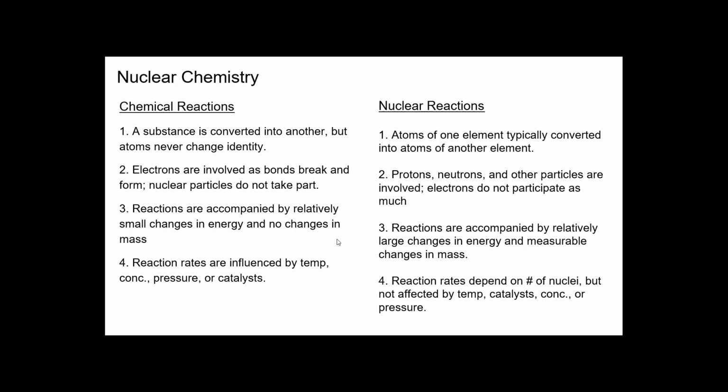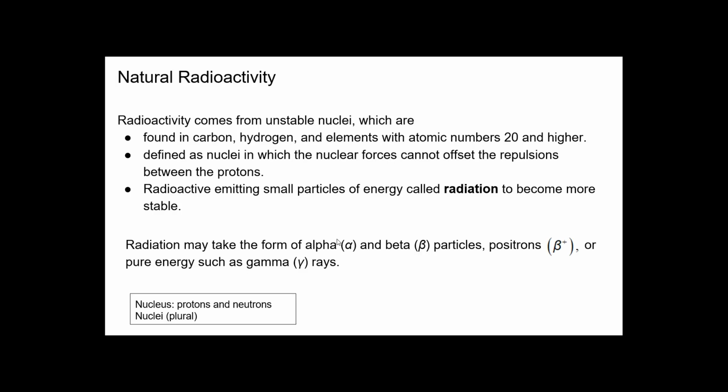Reaction rates depend on the number of nuclei, the nucleus, which involves protons and neutrons. This is how there's a chain reaction that causes the huge energy buildup of a nuclear bomb. But they are not affected by temperature, catalyst, concentration, or pressure. So the things that affect the chemical reactions we have learned about up to this point do not affect nuclear reactions. I hope that's understandable, why I waited till the last chapter to cover this.